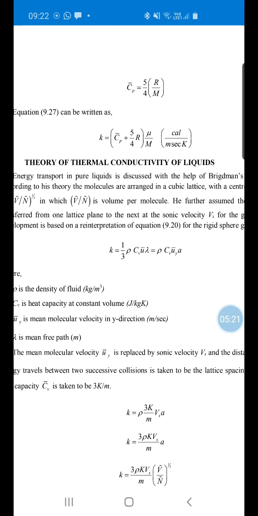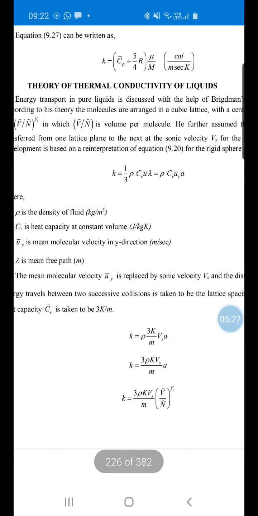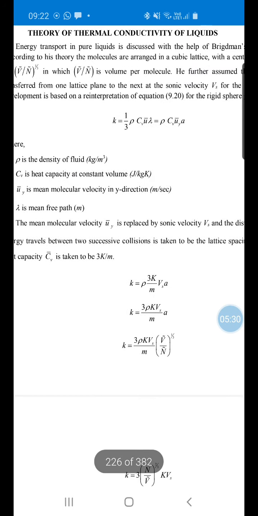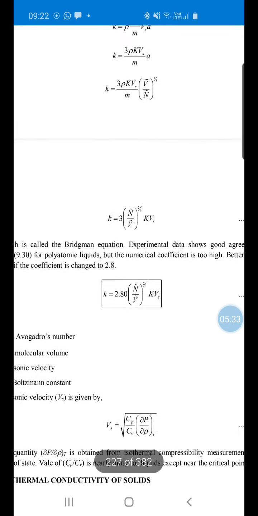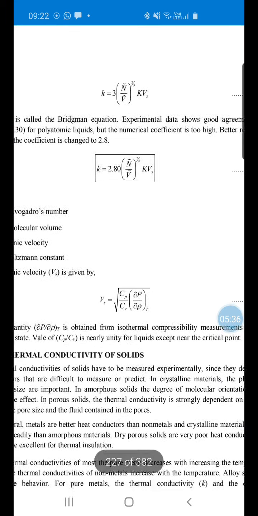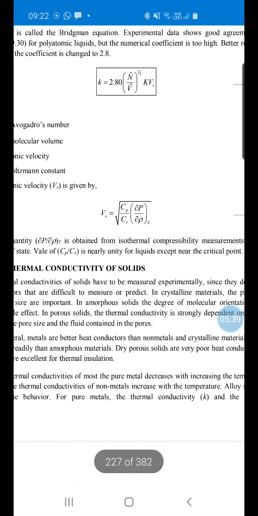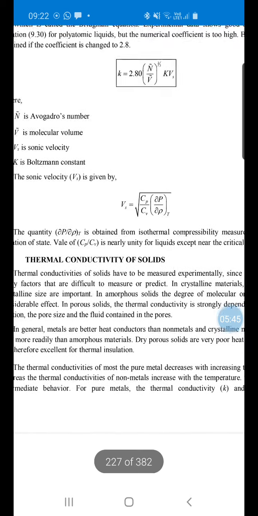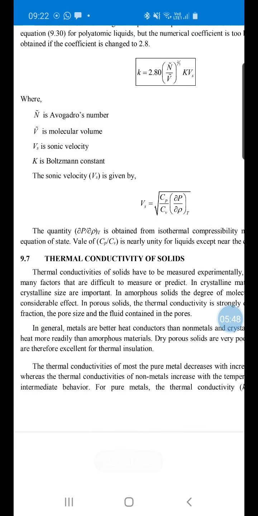The last equation, which is used to find the thermal conductivity of liquids, is called the Bridgman equation. k is equal to 2.80 N bar by V bar bracket raised to 2 by 3 into K into Vs, where N bar is Avogadro's number. You are supposed to know the value of Avogadro's number along with the units. V bar is the molar volume, K is the Boltzmann constant, and Vs, which is a new term, is the sonic velocity.